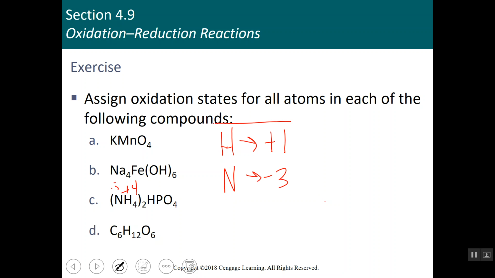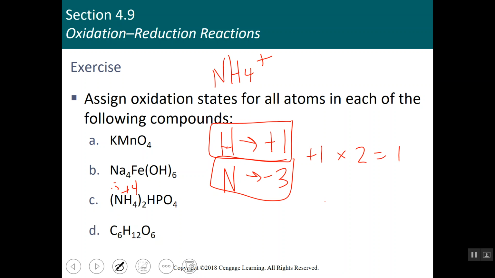So I used just simply the fact that I knew the ammonium ion was a +1, and I worked backwards from there. The total is going to be a +1 on this. We're going to take that times 2 because there's 2 of them, so that's a +2. Oxygen is going to be a -2. And again, in this case, there's going to be another +1 over there. So just bear with me just a second. Okay, so oxygen is going to have a -8.